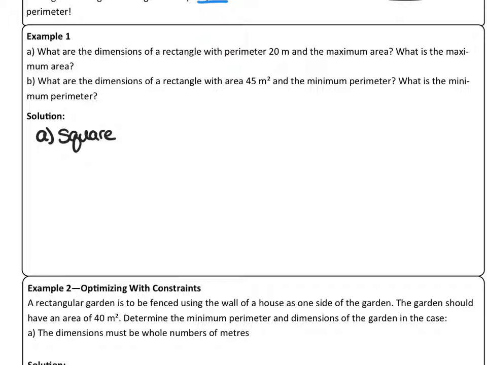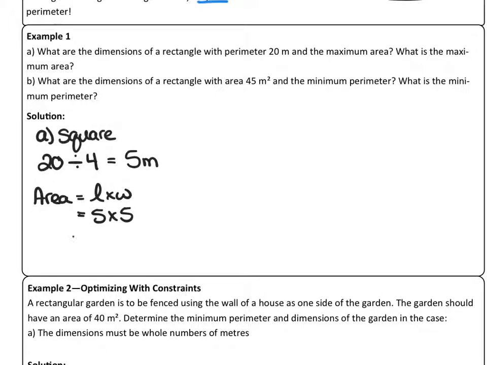So the thing that you want to do is take your perimeter and divide it by 4 so that you have 4 equal sides. And in this case, we get 5. So we're going to have a square that's 5 meters on each side. What is the maximum area? So the area, really simple, we'll do length times width, which is 5 by 5 in our case. So 25 meters squared. So the biggest area we can possibly have with this perimeter of 20 meters is a square that is 25 meters squared.